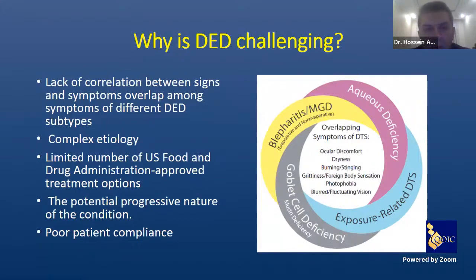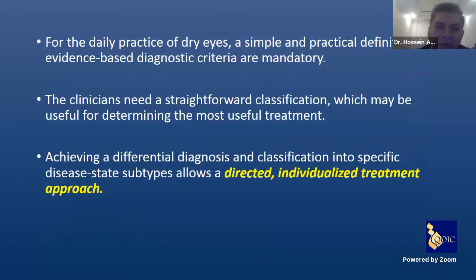Well, we know that because of the lack of correlation between sign and symptom among dry eye patients, the disease is a challenge. It's about the complex etiology, the limited number of U.S. Food and Drug Administration approved treatment options, the potential progressive nature of this disease, and poor patient compliance. Because of all of these reasons, dry eye disease is a challenge.